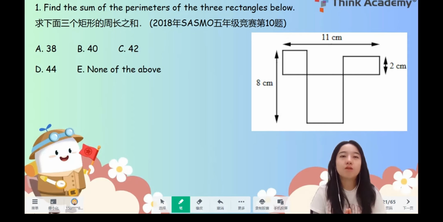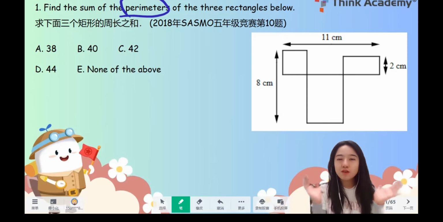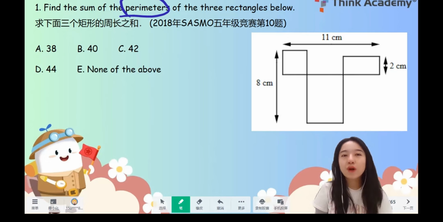First, let's recall what a perimeter is. Perimeter means the total length around a closed shape. So first, it should be around it. And second, we need to add up all the lengths.